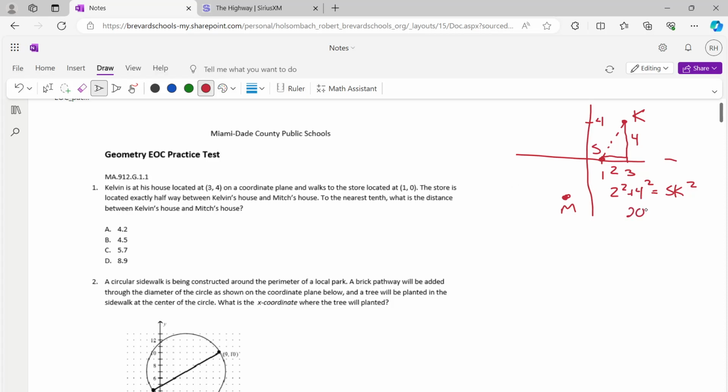So 20 equals SK squared, and we need to find the square root of both sides. So the square root of 20 is 4.5, and that's equal to SK, but SK is only half the distance. So we take this 4.5 and multiply it by 2, and 9 gives us K to M. All right, so 8.9 right here.